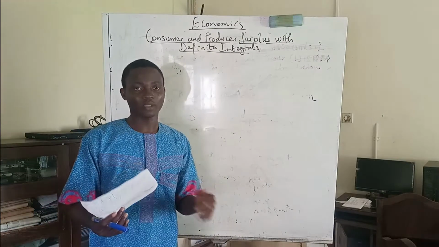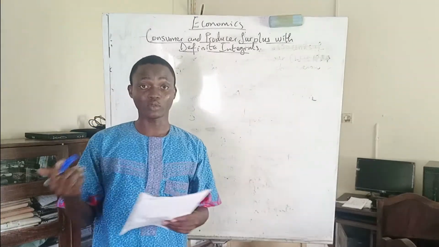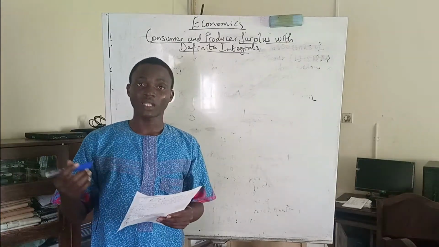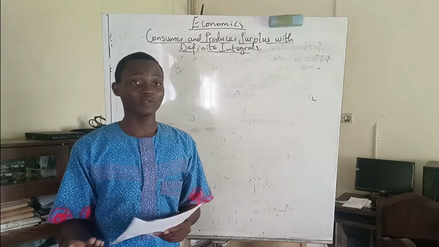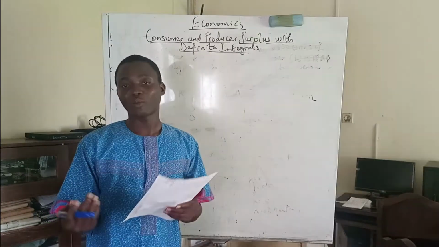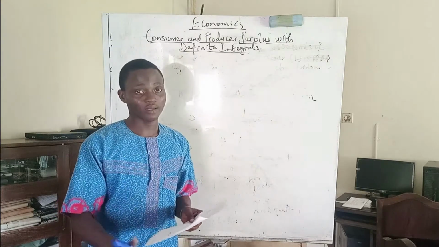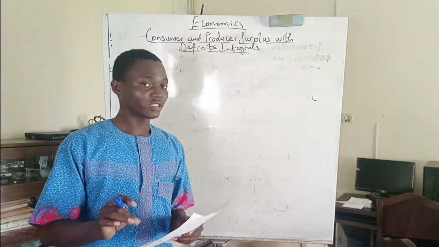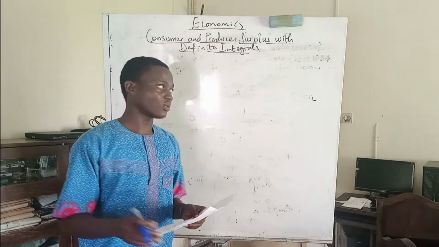Now, I was saying that this seller wants to sell this product at 400 naira, and the equilibrium market price is 500 naira. So 500 minus 400 is 100. So we have a producer surplus of 100. I want you to remember that producer surplus is not the producer's profit. It is an addition to the profit. It's not the profit itself.